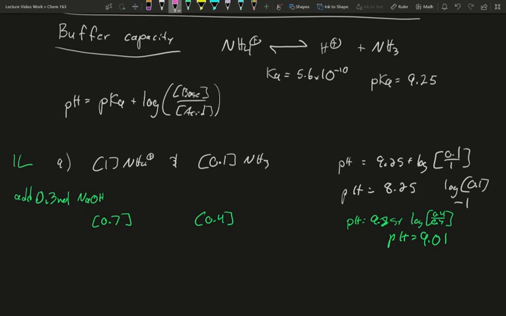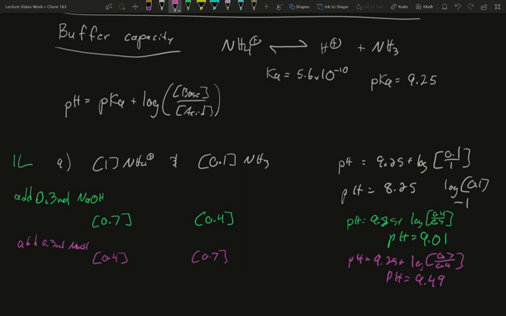And you could do it again. You could add 0.3 mole of sodium hydroxide again. This is going to change our ammonium. It's going to go down to 0.4, and it's going to bring our base ammonia up to 0.7. We can solve that pH as well. 9.25 plus the log. In this case, the 0.7 is on top, 0.4 is on the bottom. pH is 9.49.